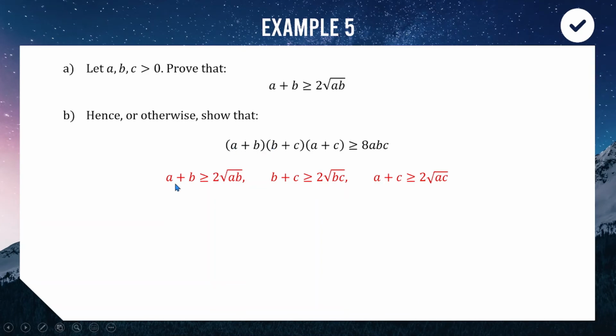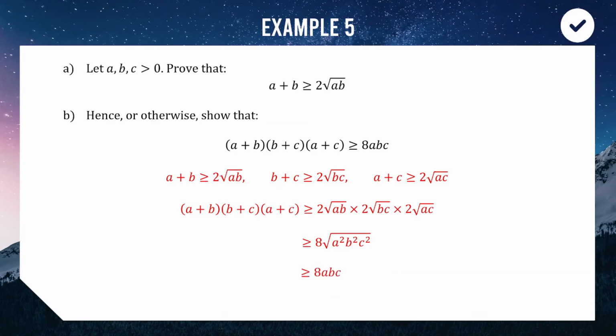Now what we can do is multiply these 3 inequalities together to get A plus B times B plus C times A plus C. So multiplying the left-hand sides together, we must also multiply the right-hand sides together. Now this is good because 2 times 2 times 2 is 8, and we get the square root of A times A, B times B, and C times C. So we get A squared, B squared, C squared. All right, good news here is that we have the square root of ABC all being squared. So this square root and these square terms are going to essentially nullify each other, leaving us with 8ABC, which was the target in the question.